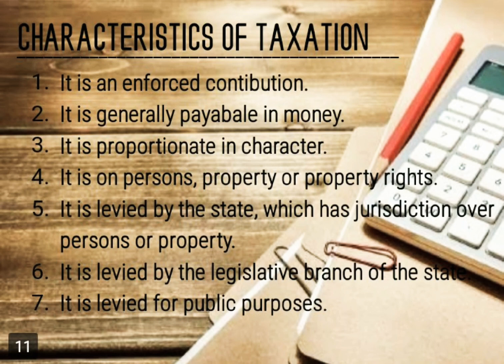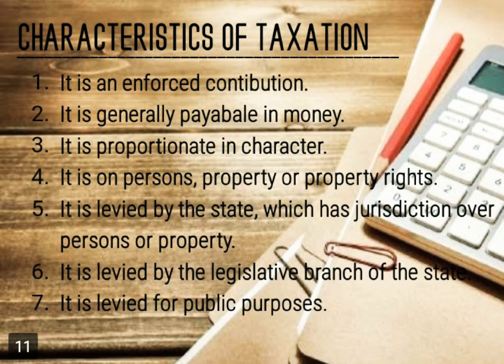The next is it is levied by the state which has jurisdiction over persons or property. In real property taxation, the rule is the place or state where the property subject to tax is located has authority and jurisdiction to impose tax. In movable property, the rule is mobilia sequuntur personam, a Latin phrase which means movables follow the person.